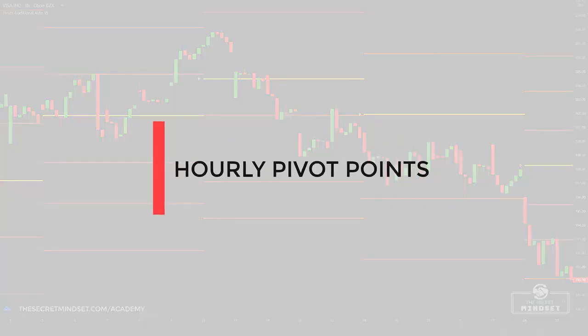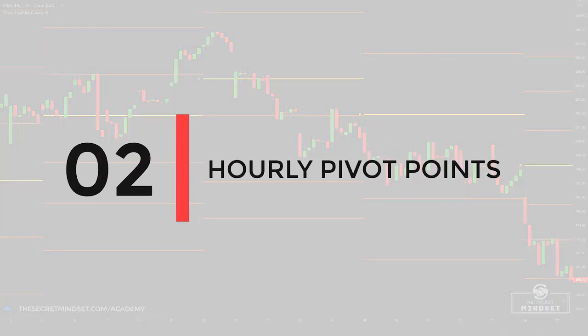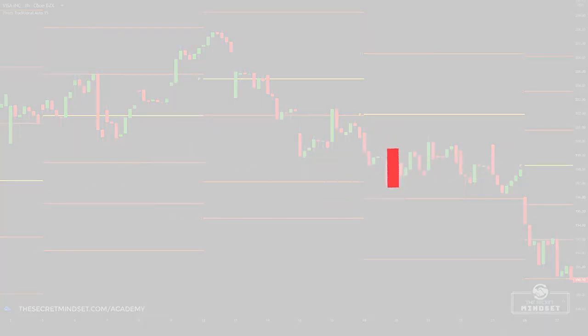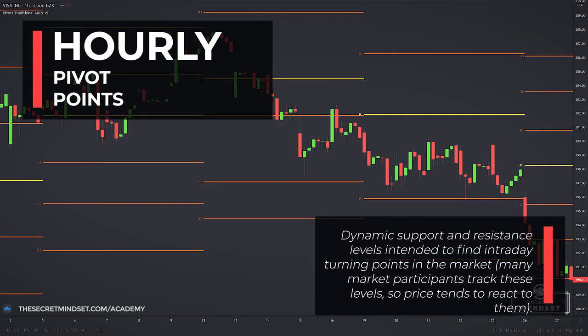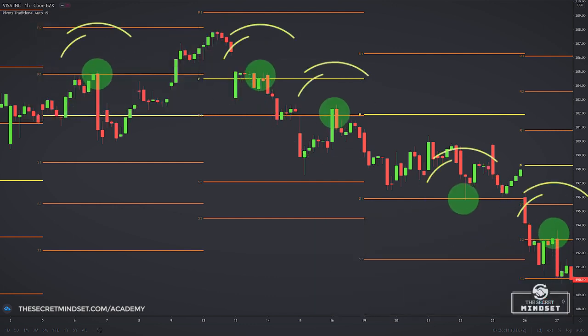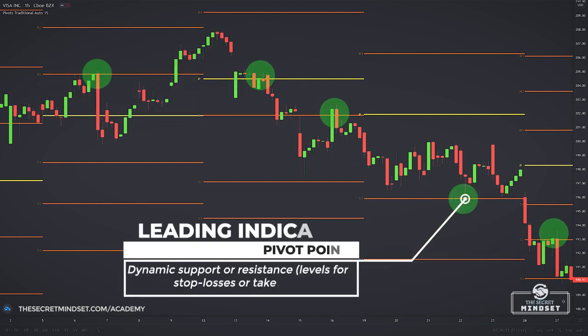Number 2. Hourly pivot points. Pivot points plot 7 support and resistance levels intended to find intraday turning points in the market. Since many market participants track these levels, price tends to react to them. Pivot points have the advantage of being a leading indicator. They can either act as trade entry triggers themselves by using them as dynamic support or resistance, or as levels for stop losses or take profit levels.